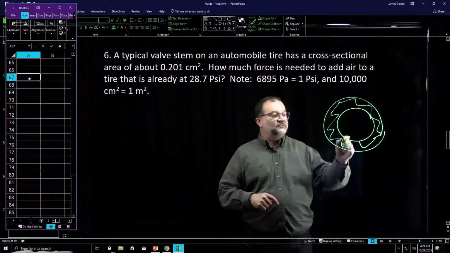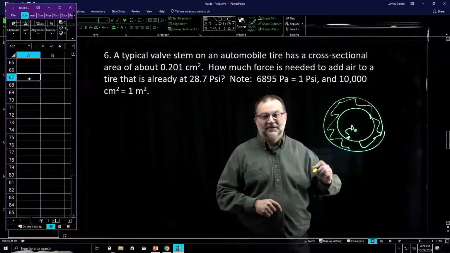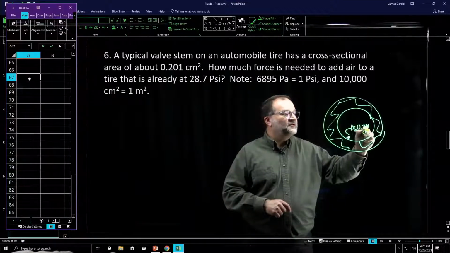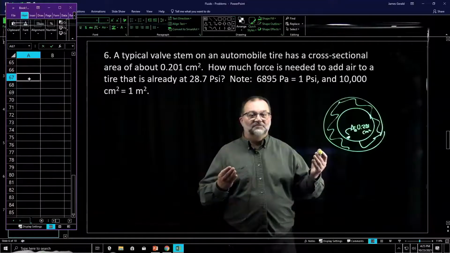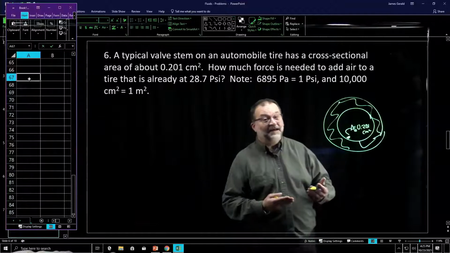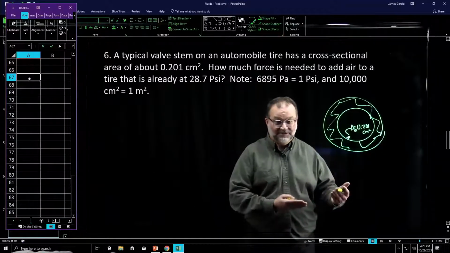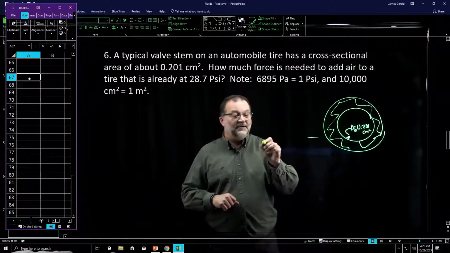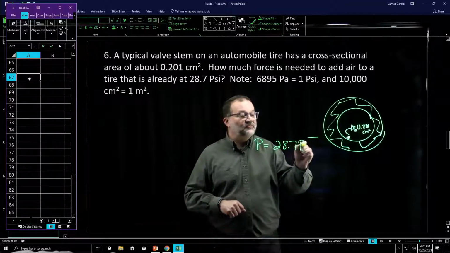And we know the cross-sectional area of the valve stem. That A stem, we'll call it, is 0.201 square centimeters. So we know that. We're asking how much force is needed to add air to a tire that's already at 28.7 pounds per square inch. So we've got a pressure we're after that is 28.7 pounds per square inch.